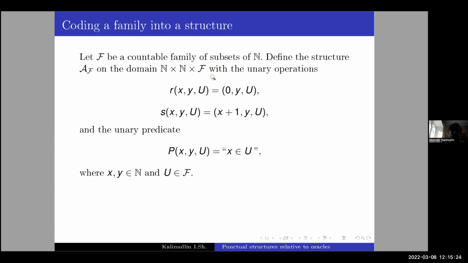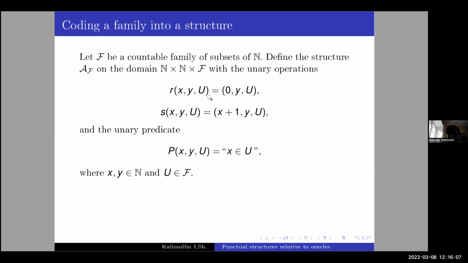It's quite easy to code a countable family into the structure. It's quite a natural way. It's exactly as we code a specific set into the structure. We can code a family of sets into some specific structure, and this structure just gives the possibility to shuffle all these sets together. It's a quite standard way.